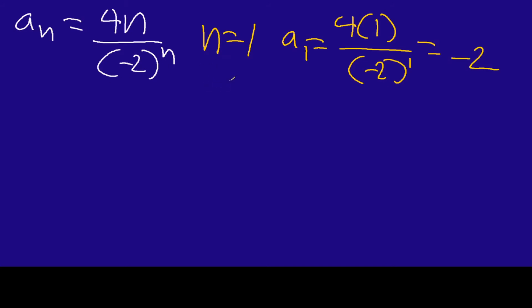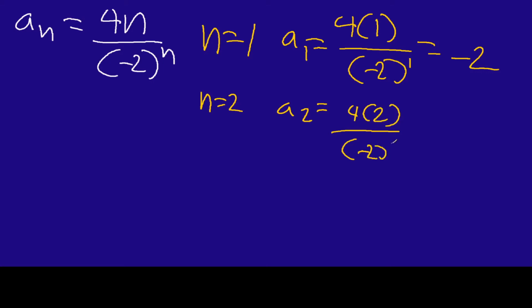Let's do the next one. We'll do n equals 2, and now I've got the second term. We have 4 times 2, all over (-2) to the second power. What do we get here? First, we get 8 over 4, and that simplifies to 2. So you can see here already we've gone from negative to positive. And we can keep going. I think you're starting to get the idea here.